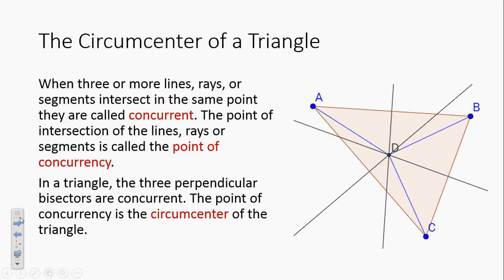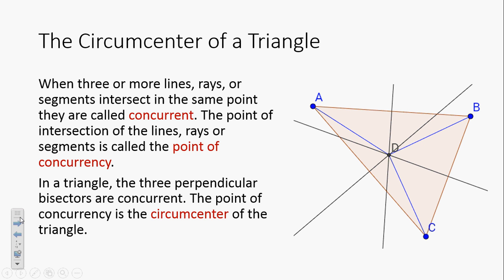When 3 or more lines or rays or segments intersect at the same point, they're called concurrent. Before, we've just talked about 2 lines intersecting at a point. But when it's 3 or more, they're called concurrent. And the point of intersection of those lines, rays, or segments is called the point of concurrency. Lots of vocab this chapter.